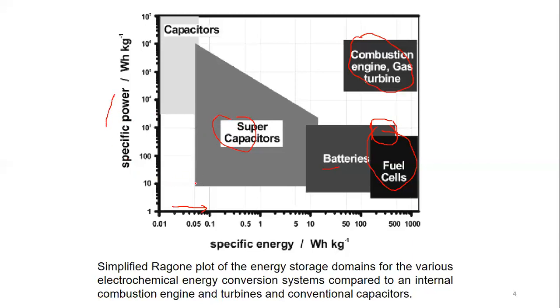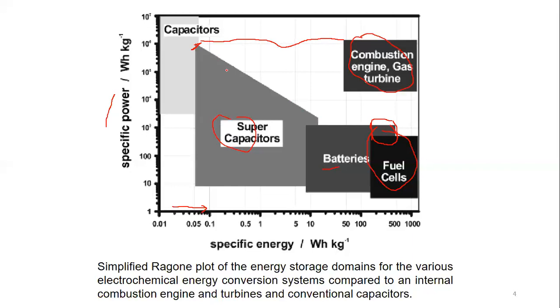Regarding specific power, the highest value is that of the supercapacitor, like this one. What about the fuel cells? Fuel cells have the lowest one. Batteries are above that, and then the supercapacitor. If you look at the combustion engine, the combustion engine has the highest specific power. Just from this figure, you can easily evaluate which system is better, which has higher specific energy and specific power, which one is the best.